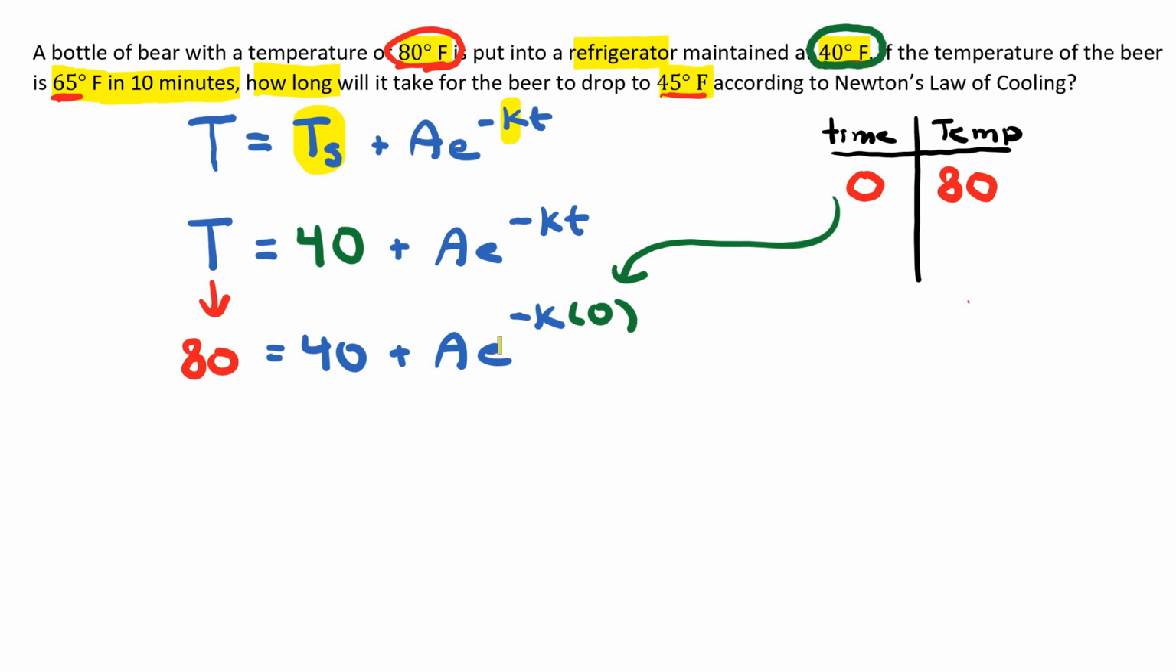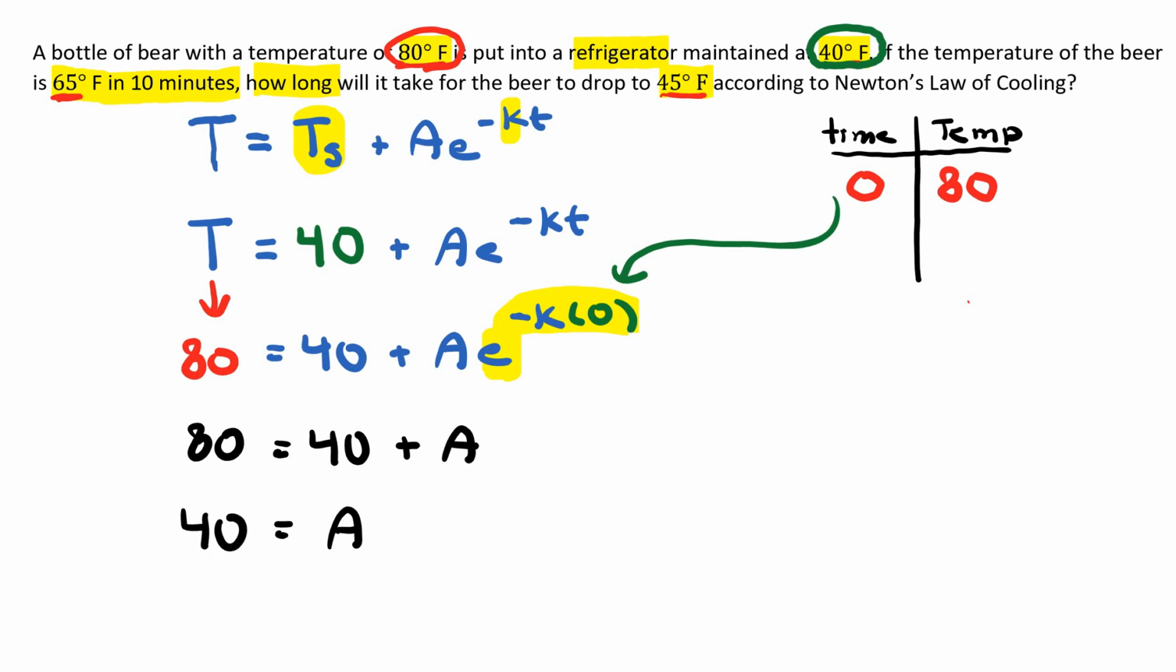If you take a look at this expression, e to the power of negative k times 0 is the same thing as e to the power 0, and e to the power 0 is going to be 1. So if I have my 40 here and my 80 there, this would be 40 plus A, right? A times 1 is A. If I solve for A, 80 minus 40 would be 40.